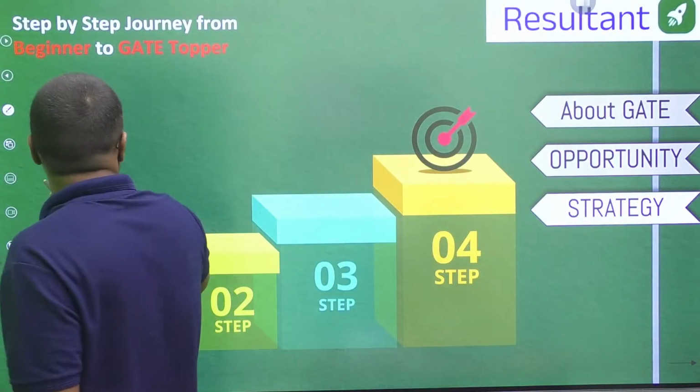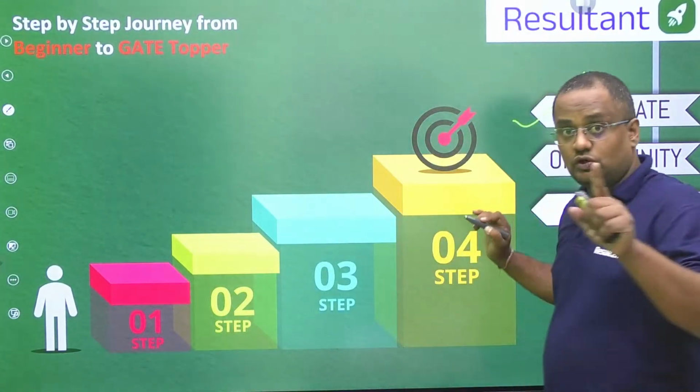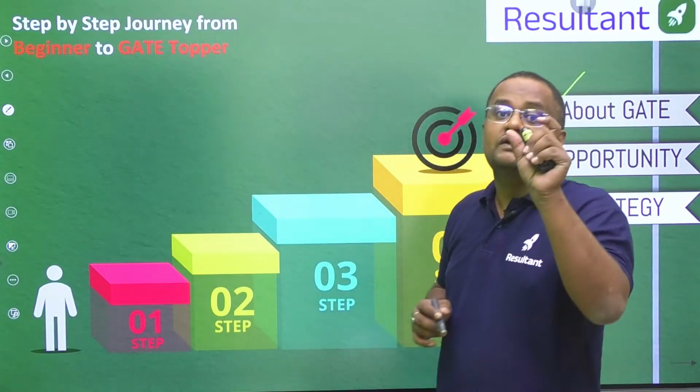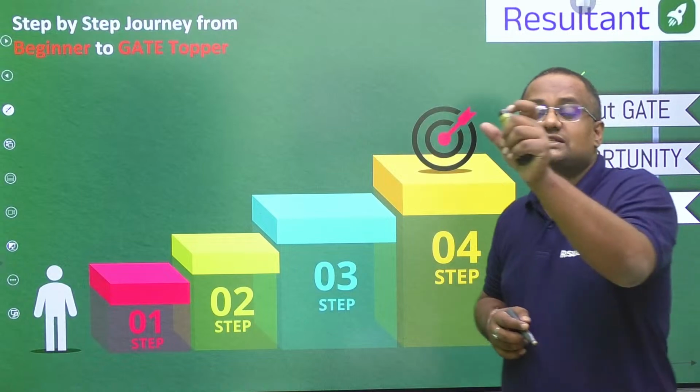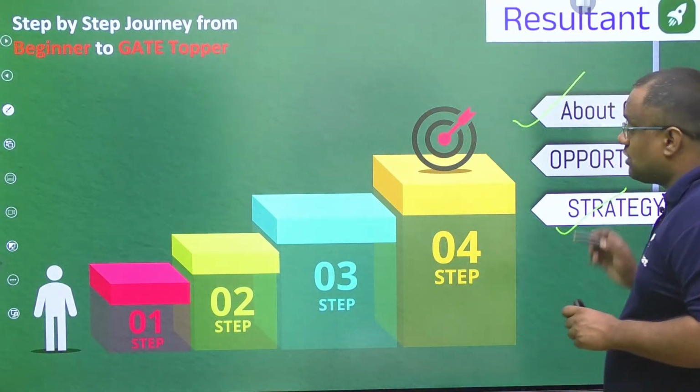Okay. Now, guys, I told you about GATE and ESE: the selection ratio, at what marks and what rank is expected, what the opportunities are, how many students are appearing in GATE, how many students are appearing in ESE, what the selection ratio is, everything I told you. Okay, now strategy and execution.